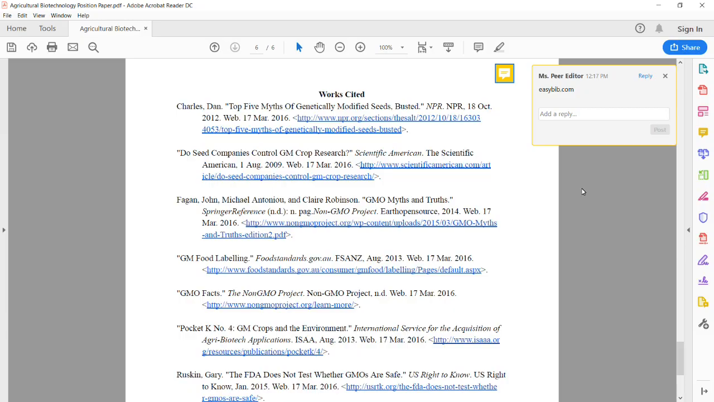I know that this works cited page looks a little bit different because MLA rules have changed since this paper was written, but as long as you use EasyBib, you should be good.